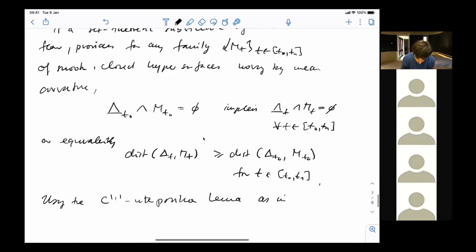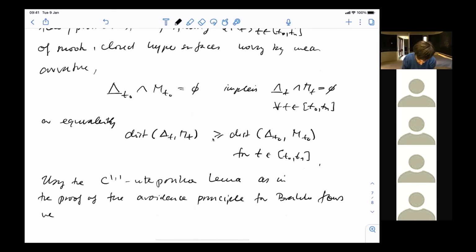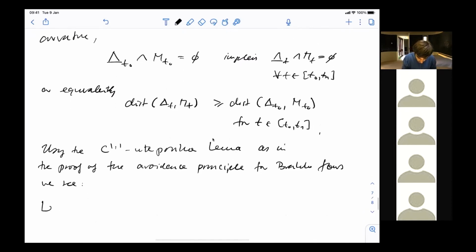as in the proof of the avoidance principle for Brakke flows, we see, what do we get? You get the following lemma. This is avoidance for set theoretic subsolutions.